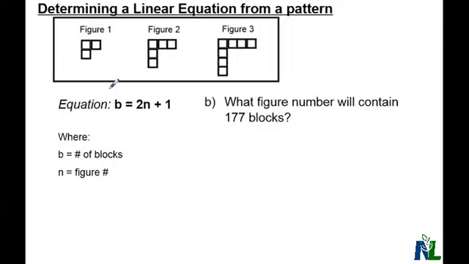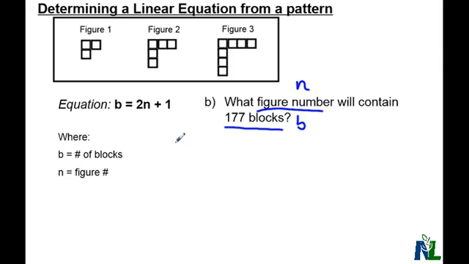In this video, we're going to use a linear equation that we already know that's been worked out for a pattern in a previous video in order to solve a problem where you're given one value and asked to find the other one. So let's take a look at this one. We're asked what figure number, which we know is represented by variable n, will contain 177 blocks, which is our variable b, and it's written down over here.